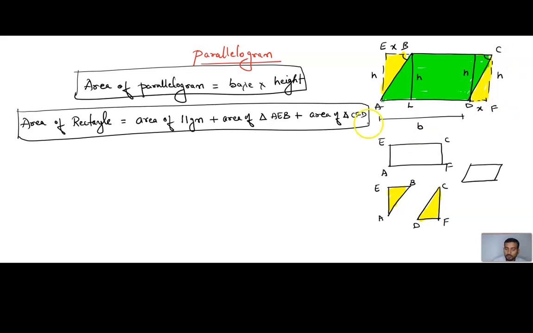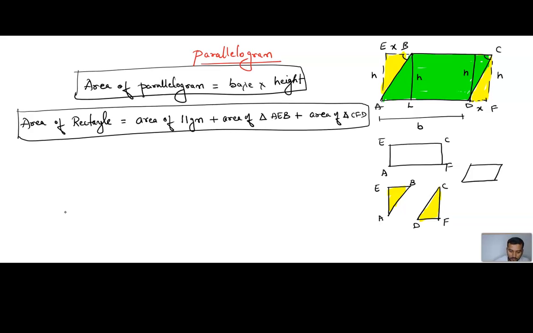In the parallelogram we have made a rectangle and two triangles. So in this step you can get any kind of problem. You can find the rectangle, the parallelogram area, the area of triangle AEB, or the area of triangle CFD. I'll derive here how we got the area of parallelogram as base into height. If you want, we can do it. No problem.